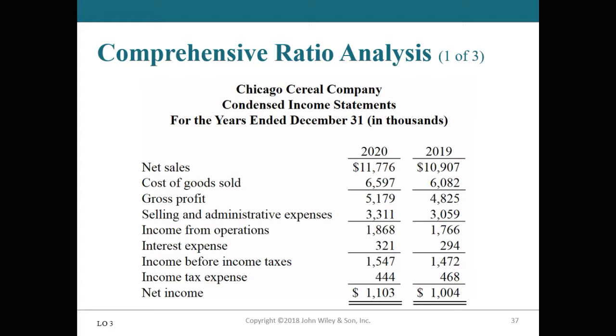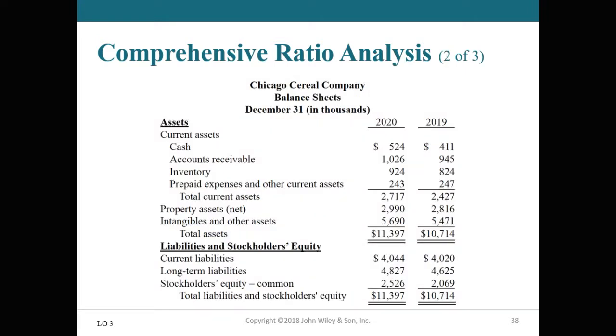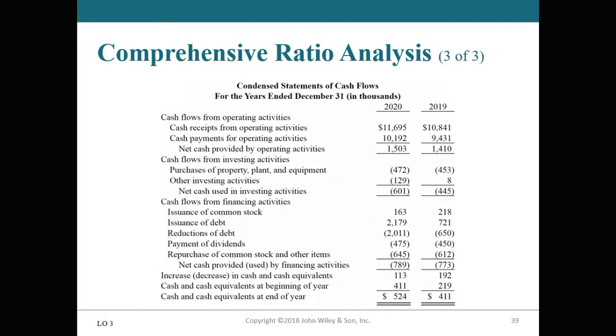So when we're doing ratio analysis, we're going to use both an income statement and a balance sheet. We have the condensed statement of cash flows because there are some ratios that actually relate back to this as well. And you notice that we have 2 years on all of these. They're all comparative.